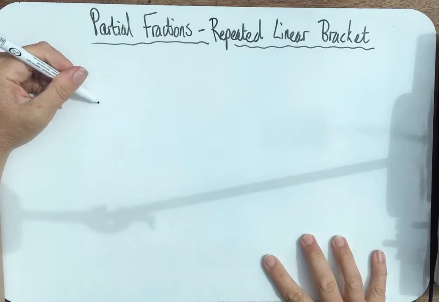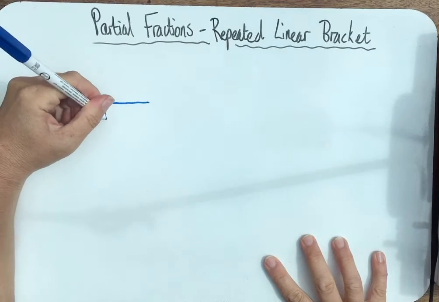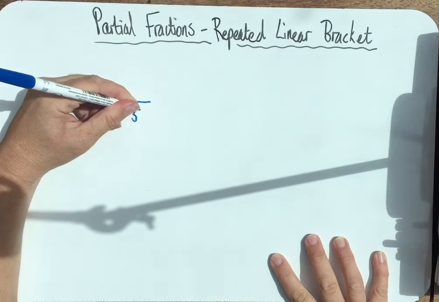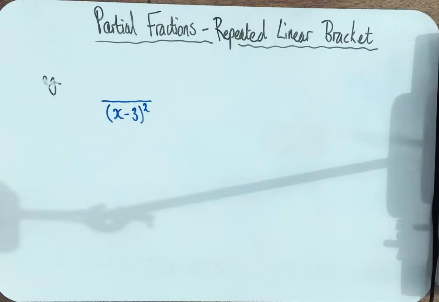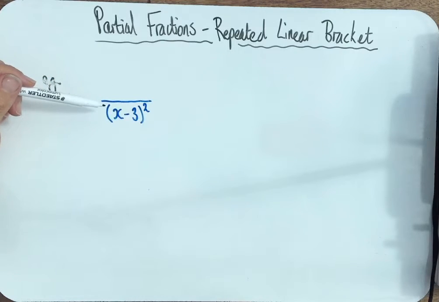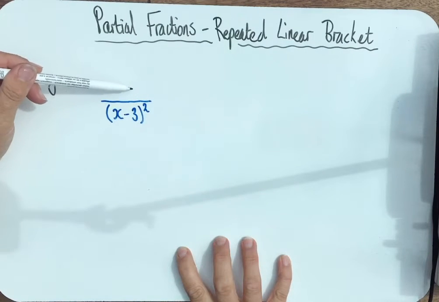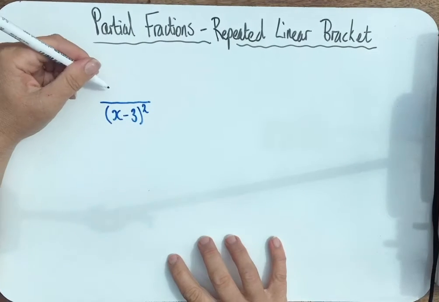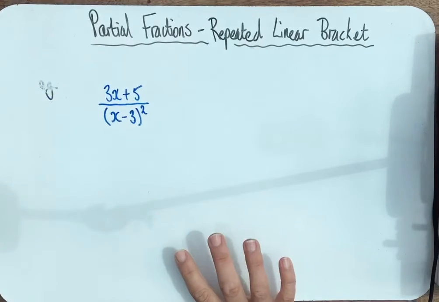So if you have a repeated linear bracket underneath, so say I have something like x minus 3 squared. I am making this up off the top of my head. Might be obvious, I don't know. And then if I want this to be a proper fraction, so we're still thinking partial fractions, the top could be linear at most, because I've got a quadratic underneath. So if I just put a linear function on top, so say 3x plus 5. You could try this yourself if you want.